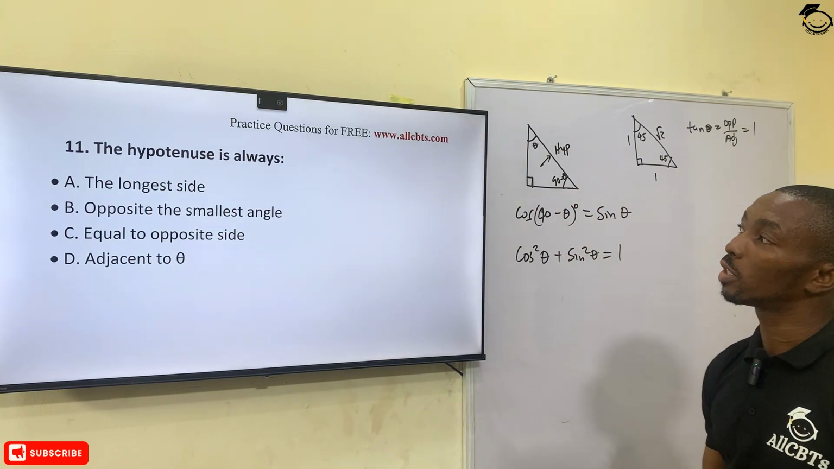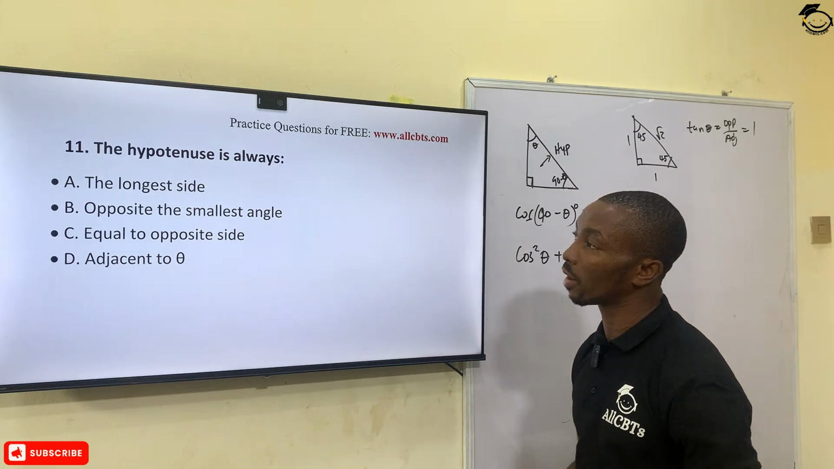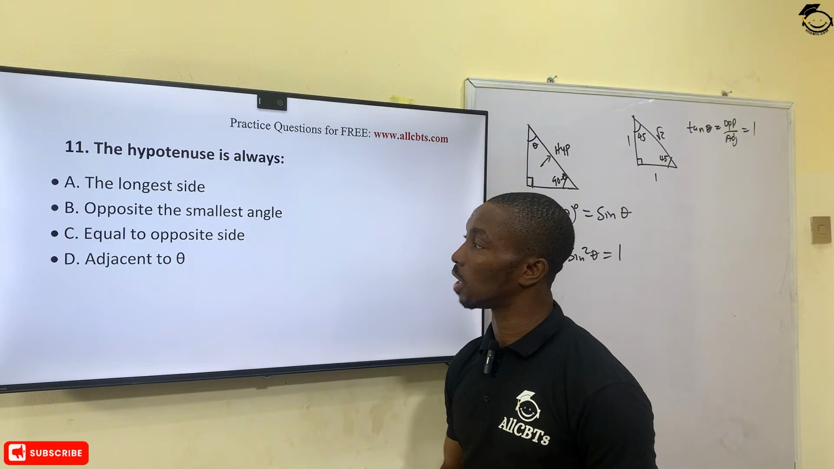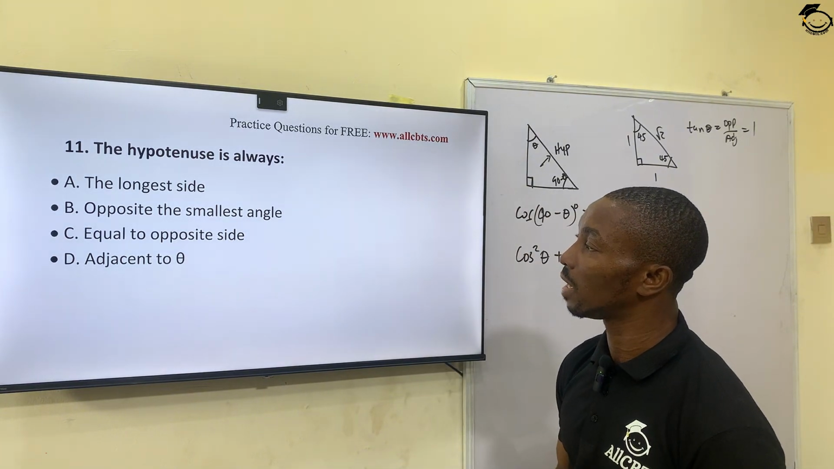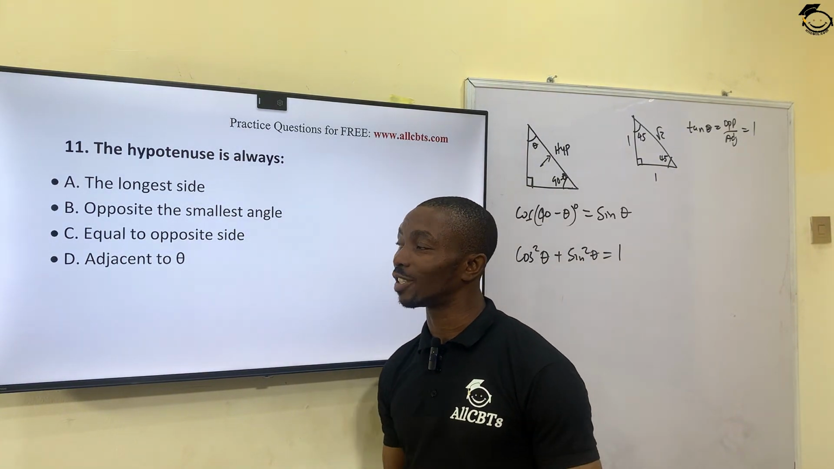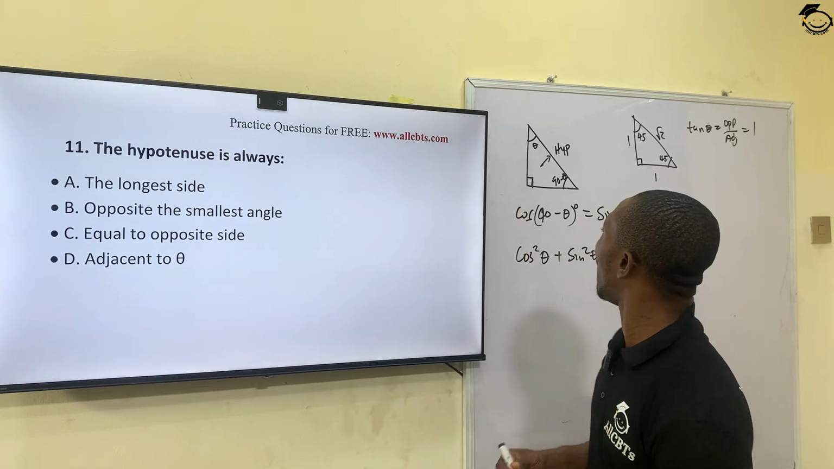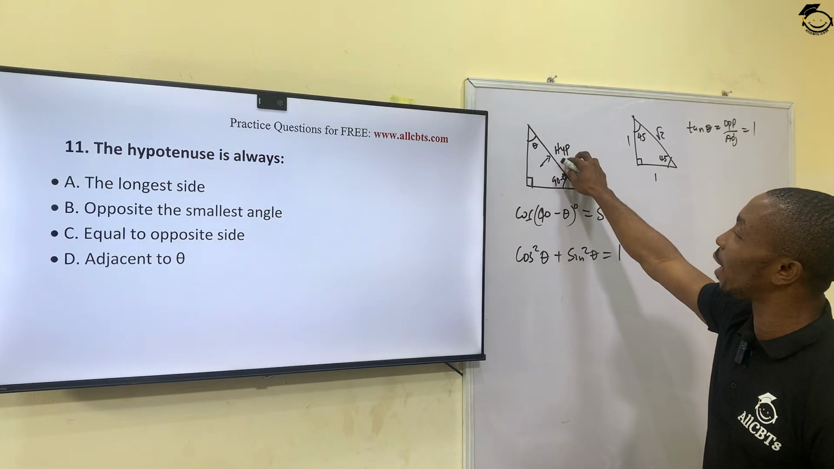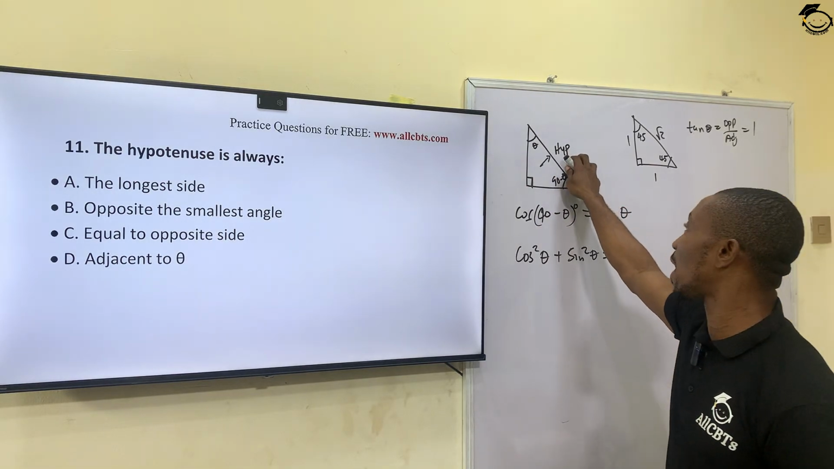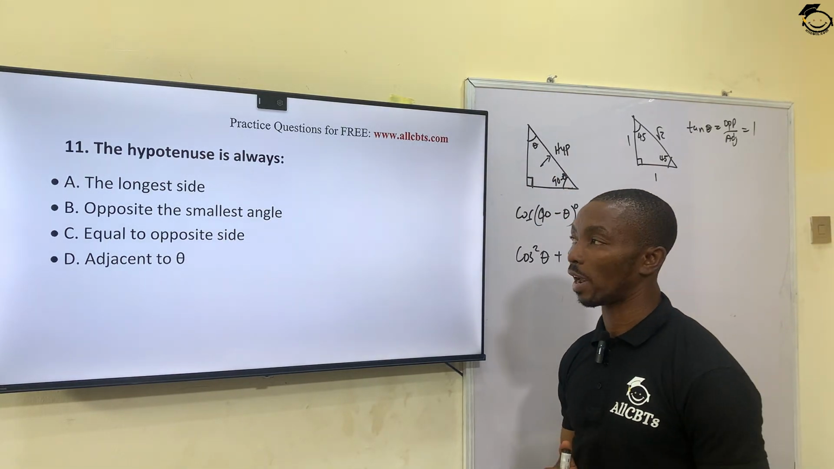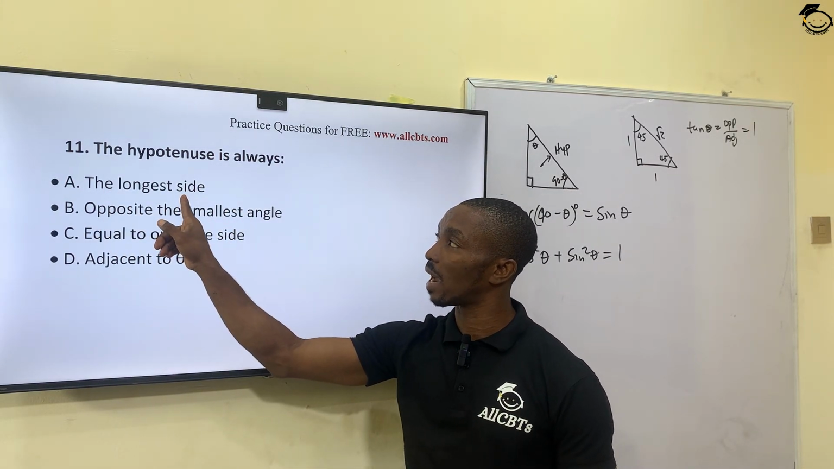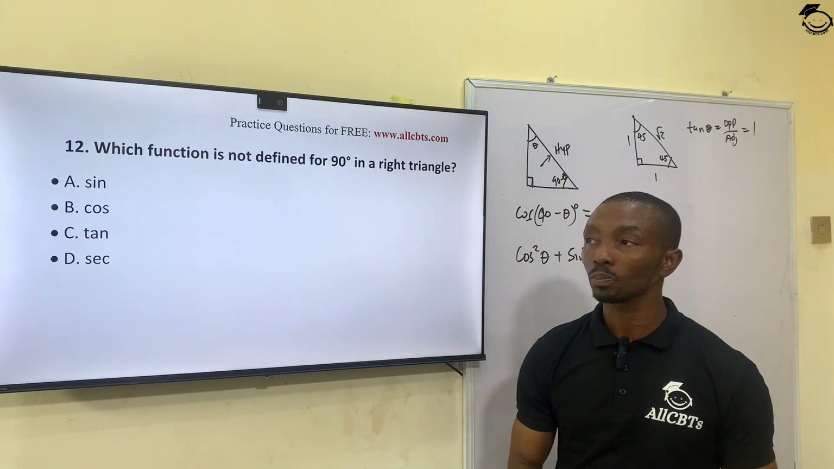The hypotenuse is always A, the longest side, B, opposite the smallest angle, C, equal to the opposite side, and D, adjacent to theta. Now, in a right angle triangle, the hypotenuse is always referred to as the longest side of your triangle. So our right option would be the longest side of the triangle.